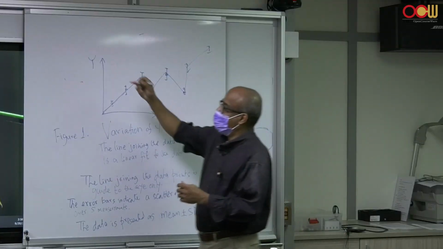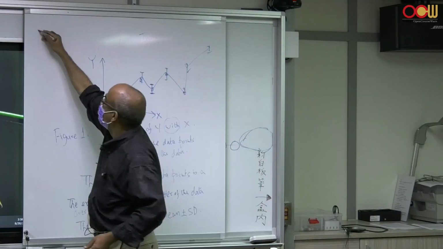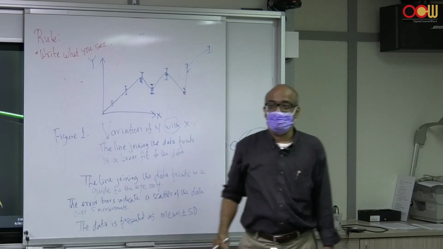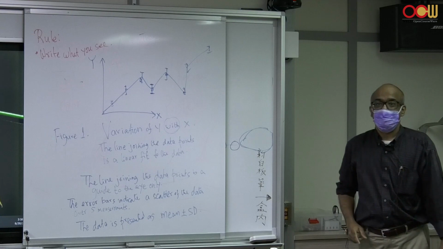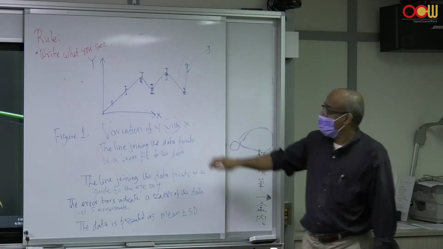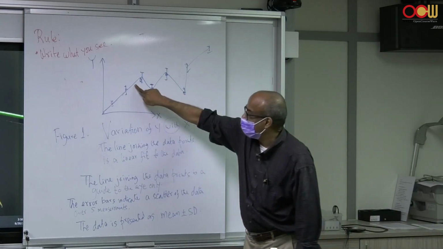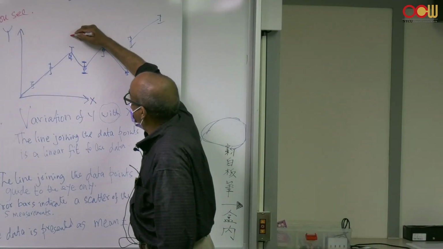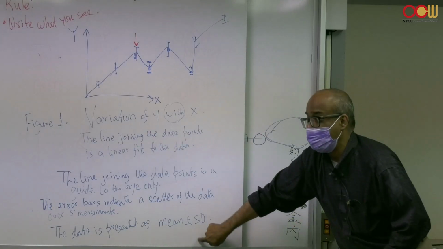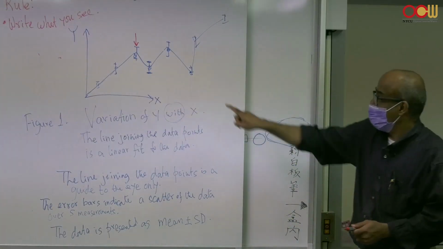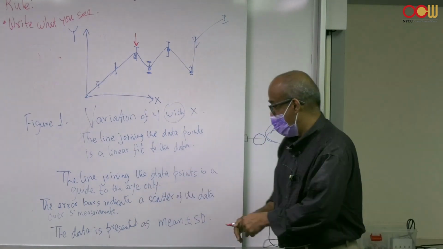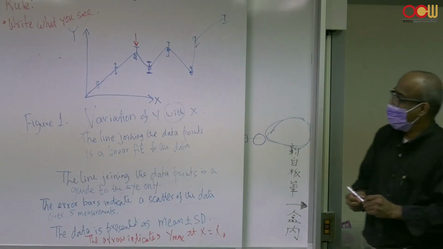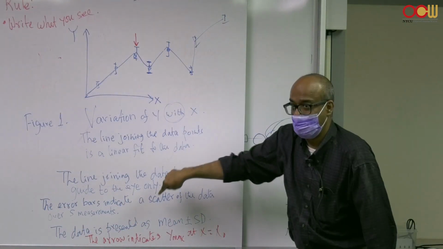If you know this, you can immediately understand what is the rule of writing a caption. First rule, write what you see. Whatever you see, you have to write. You see the data, you have to write. You see this line, you have to write. See how the figure goes. I put an arrow here. If you put an arrow, you have to write about the arrow. The arrow indicates something. If you have an arrow in the figure, you have to write. The arrow indicates, this is, let's say, X or something. Whatever you see in the graph, you have to write.